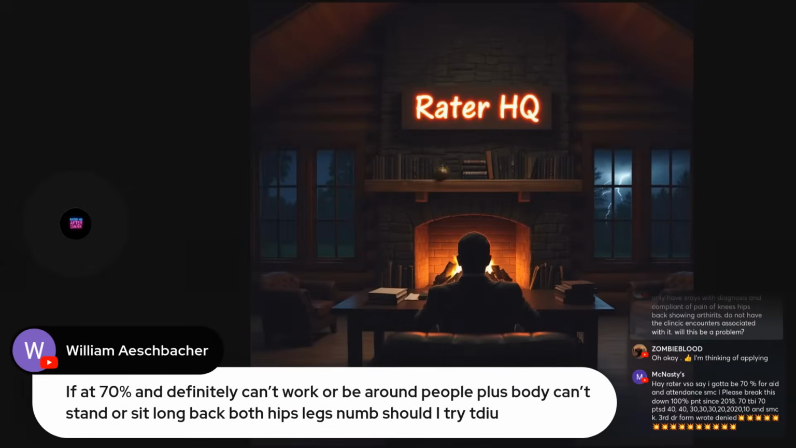William: if at 70% definitely can't work or be around people, plus body can't stand or sit for long, should I try TDIU? I mean, oh gosh, dog. Nope, hold on.